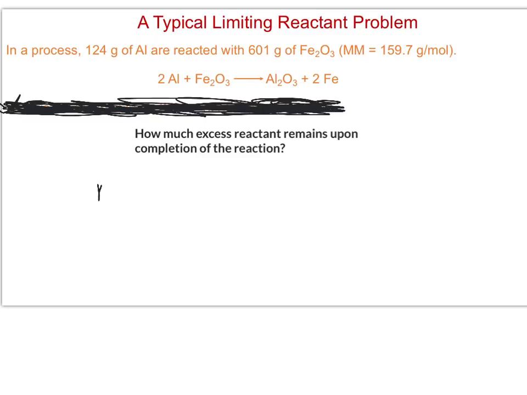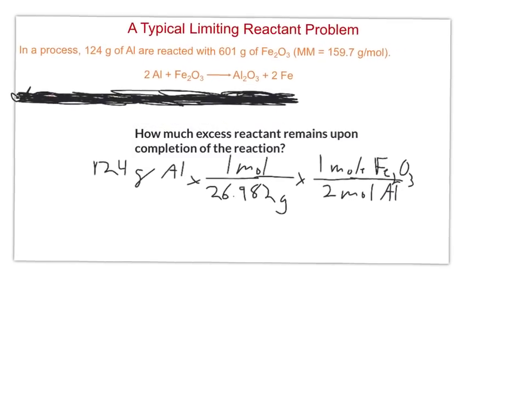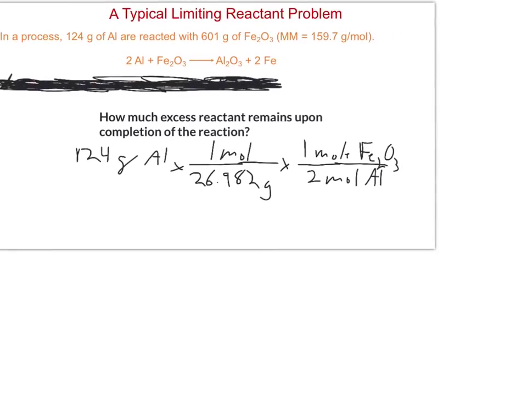So I've got 124 grams of aluminum. The molar mass of aluminum from your periodic table is 26.982 grams, 1 mole. And here, 1 mole of the iron(III) oxide, again that 3 is the oxidation state of the iron, reacts for every 2 moles of aluminum. Let me give myself some more room.